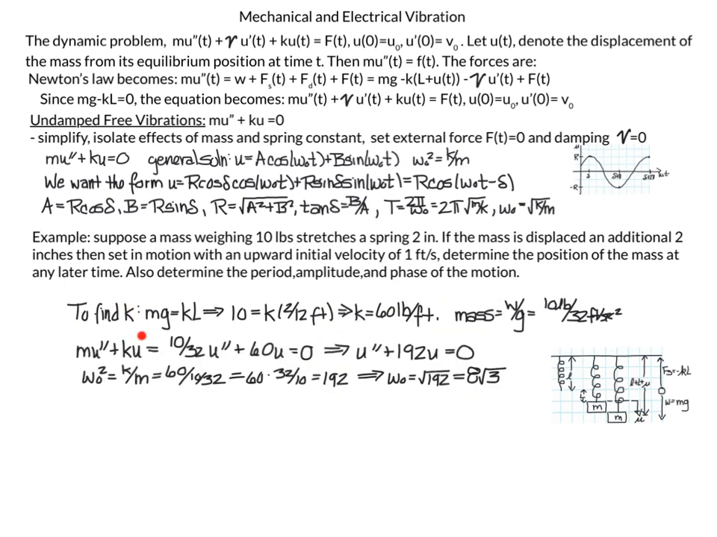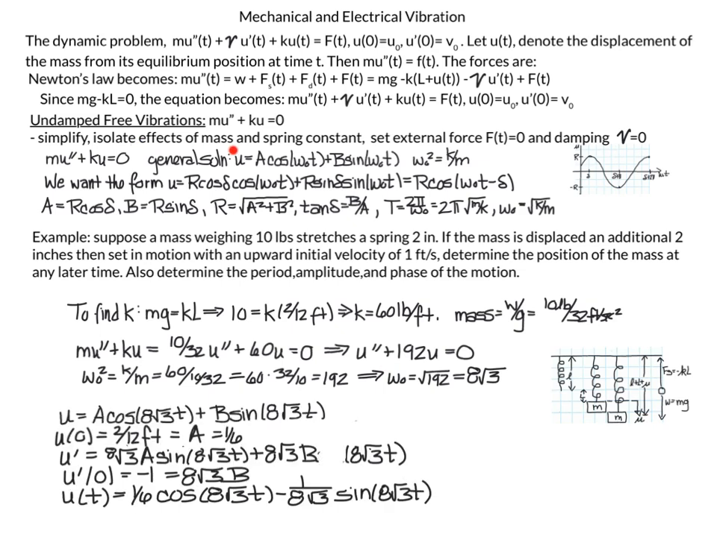I summarized everything here so I could have a little more space. Again, here I have the calculations for k, the calculations for mass. My second order differential equation ended up being u″ plus 192u equals 0. I also calculated what ω₀, the frequency, would be equal to. Since we did some of the work in general, I went ahead and just used this information up here.